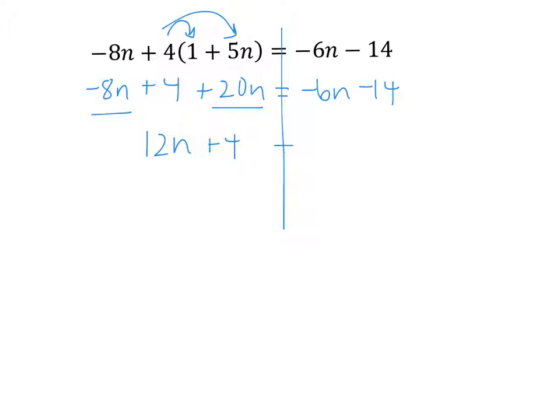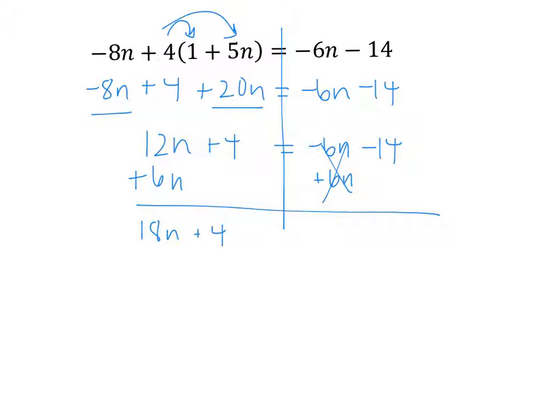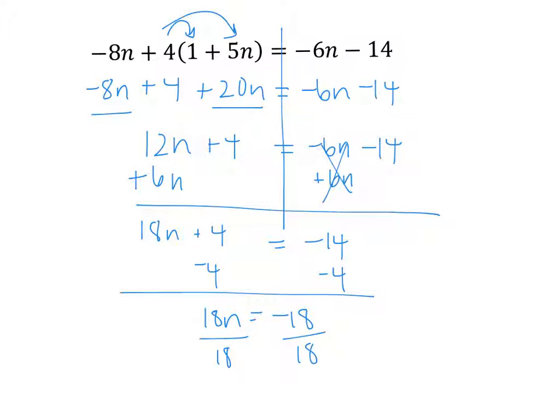plus 4 equals negative 6n minus 14. I'm going to get the n's on the left-hand side and the other numbers on the right-hand side, although it really doesn't matter what side the variable ends up on. So if I add 6n to both sides, I get 18n plus 4 equals negative 14. Subtract 4 from both sides and get 18n equals negative 18. And let's divide by 18 here and get n equals negative 1 for my final answer. Let's write that a little neater.